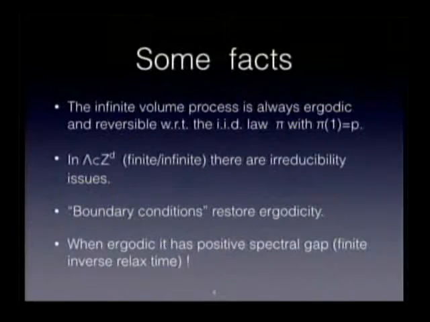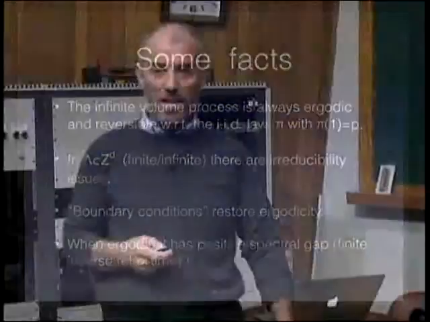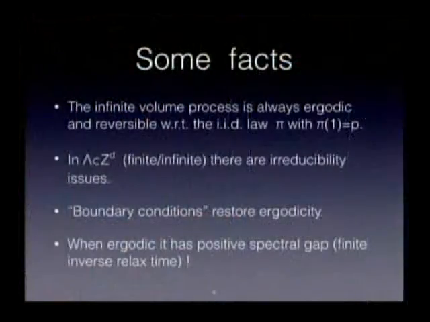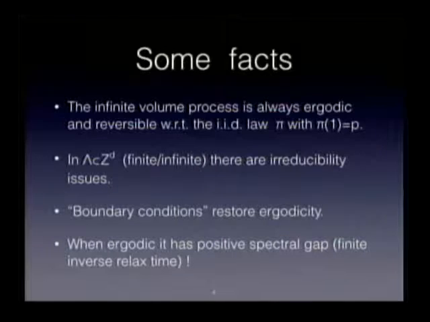Okay, so let me first describe some facts about this process in dimension, say, 2. The infinite volume process is always ergodic and reversible with respect to the product measure, which gives probability P to 1 and probability Q to 0. Reversibility, the detailed balance condition, is very easy to verify. Ergodicity means that in this case there is always a positive spectral gap, even in infinite volume. And I will discuss that later.